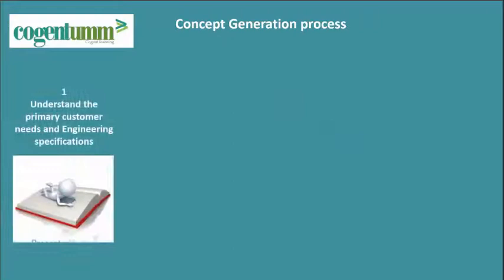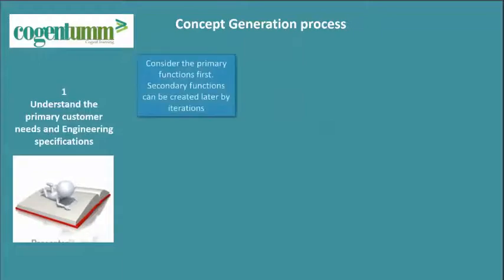We can divide the concept generation process into 4 different stages. The first stage is understanding the primary customer need and engineering specifications. Ultimately, all the needs must be satisfied through the concept generation process. Yet, the process begins by considering the most important need first, which we call the primary functions. Iterations in the process may then be used to achieve secondary and supporting functions.